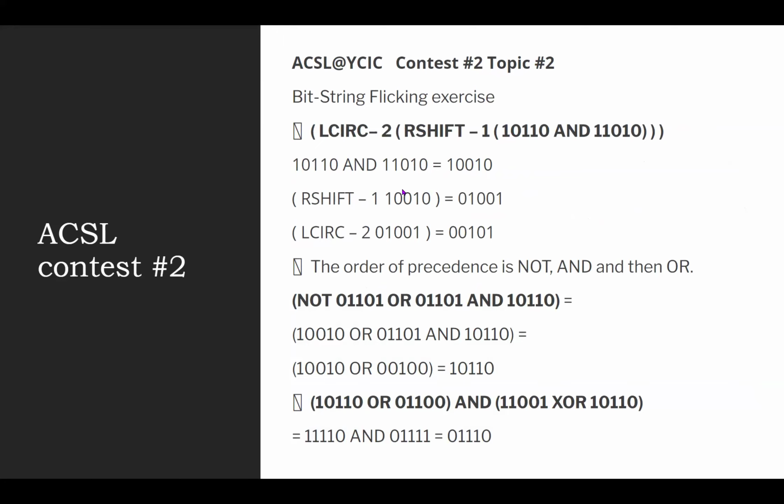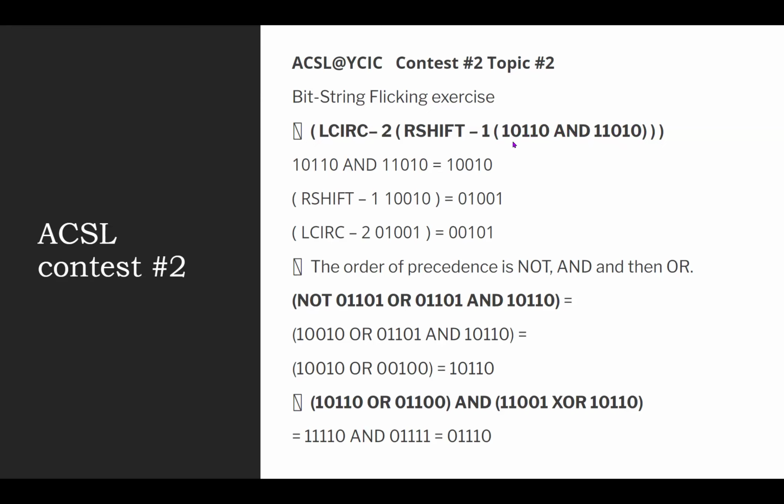Okay, so now we're going to do some examples that will look similar to the ones on the test. So for this one we have to do 10110 and 11010 first, because it's in the first parentheses. So remember, and is: if both values are 1, then the final value is 1, but if only one value is 1, then it's 0.